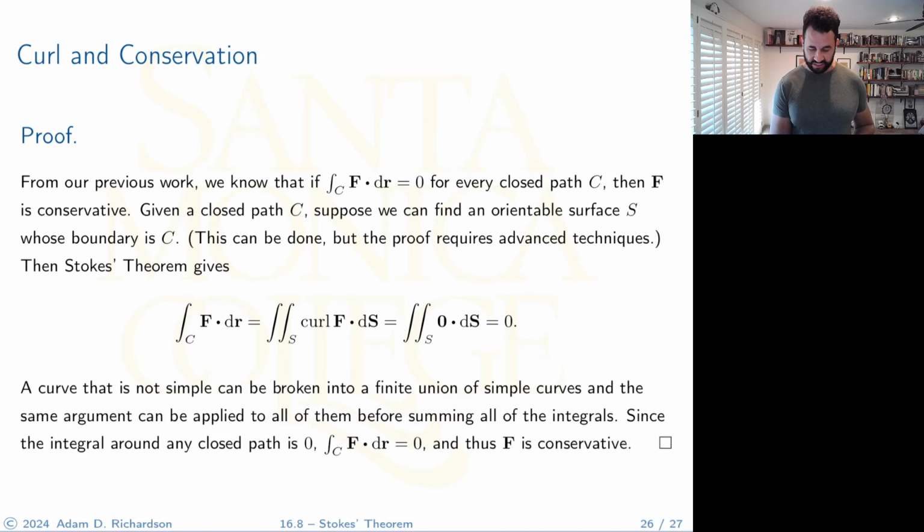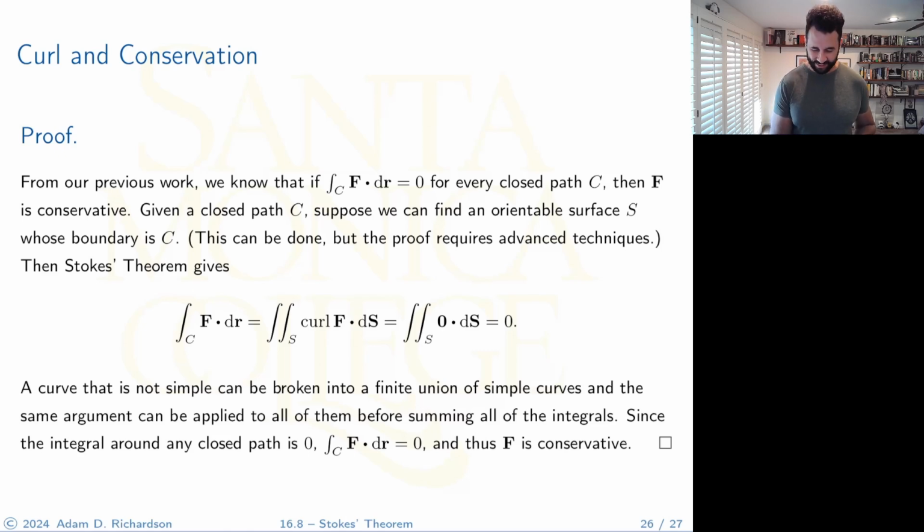Now, if the curve C is not a simple path, meaning it intersects itself, then you can decompose it into a finite union of simple curves. So if you have something like this, you can split it down the middle and do this curve and this curve separately, and then apply this result to each one of those pieces, and then add up all of the integrals by finite additivity. And then since we know that the integral around any closed path is 0, that means this is 0, and thus F is conservative. And that's it.